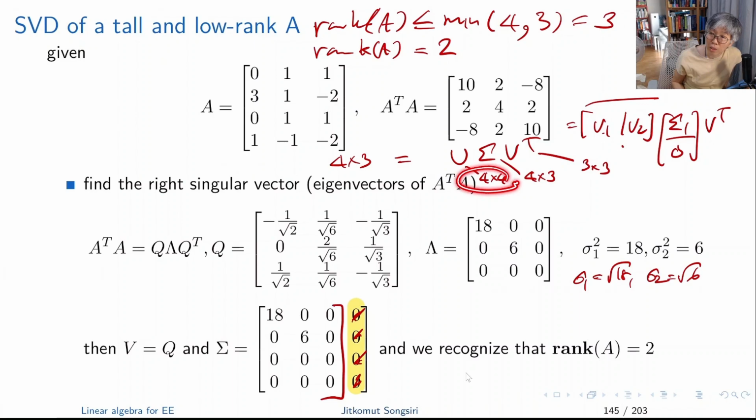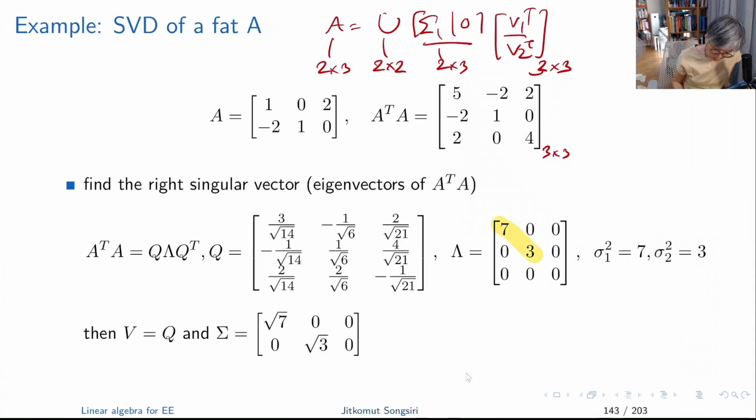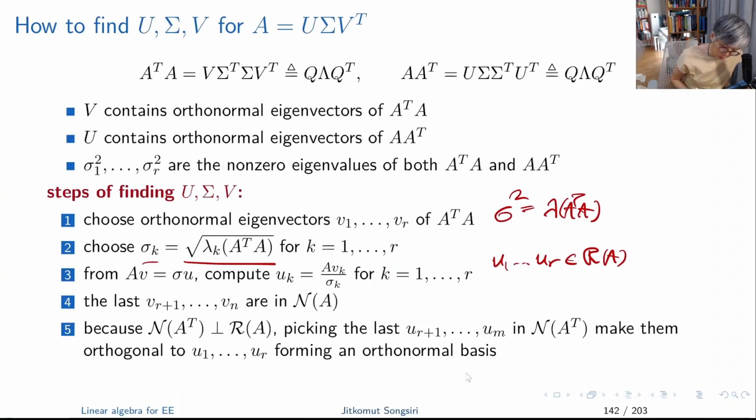4 columns. So the principle is, let's go back. When you have already found U1 dot dot dot UR that is in the range of A, the remaining ones you can pick to be in the null space of A transpose, because the null space of A transpose is orthogonal to the range of A.